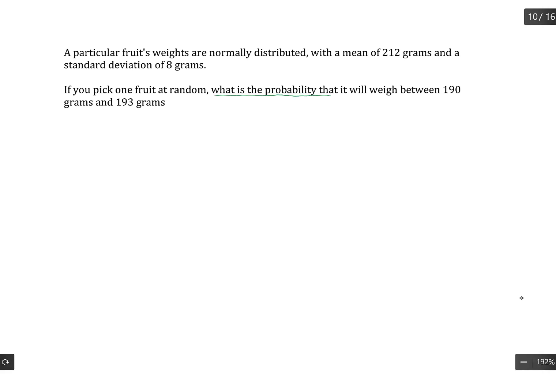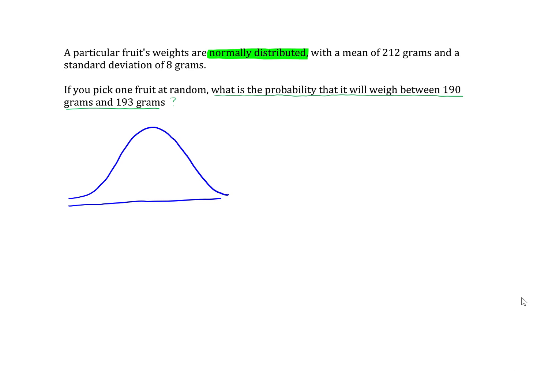The question that's being asked is, what is the probability that a fruit's going to weigh between 190 and 193 grams? So anytime we're looking for a probability, we have a lot of different techniques at our disposal. But we are told that this data is normally distributed, so that tells us right there that we're going to use a normal distribution to solve this problem. So I would draw a bell curve before going any further, just to get the information organized. So, a visual cue as to how to work the problem out.